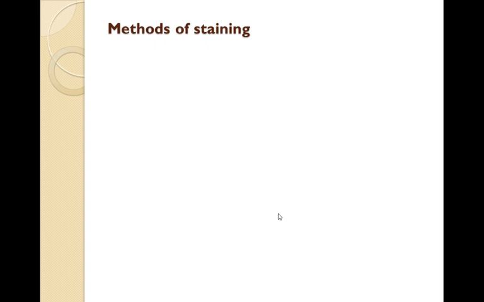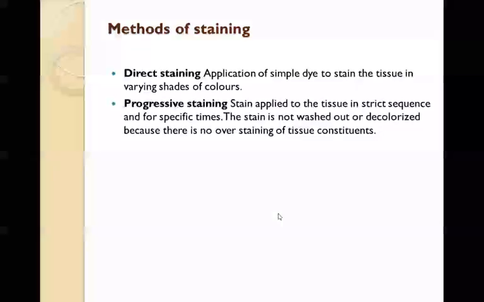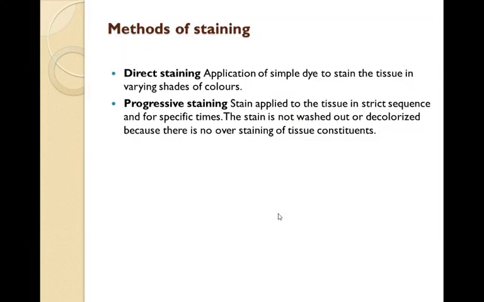Method of staining. First of all, direct staining. Application of a simple dye to stain the tissue in varying shades of color is called direct staining. Second is progressive staining, in which a stain is applied to the tissue in strict sequence for a specific time. Then the stain is washed out or decolorized because of the overstaining of the tissue constituents.